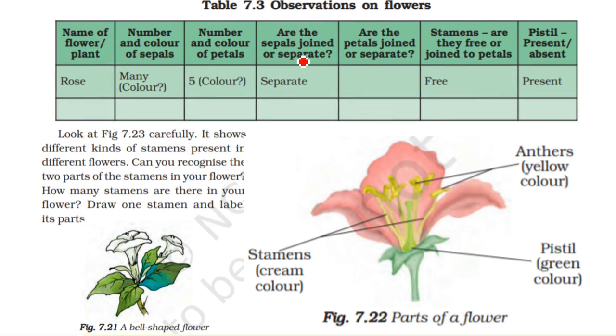Here we have an observation table for the flower. We have to take any flower present in your surroundings, name it and write the number and color of sepals. Like we have taken the example of rose here. The name of the flower of the plant is rose. And how many sepals or petals does it have? Sepals are 5 in number in the rose plant, and petals are many.